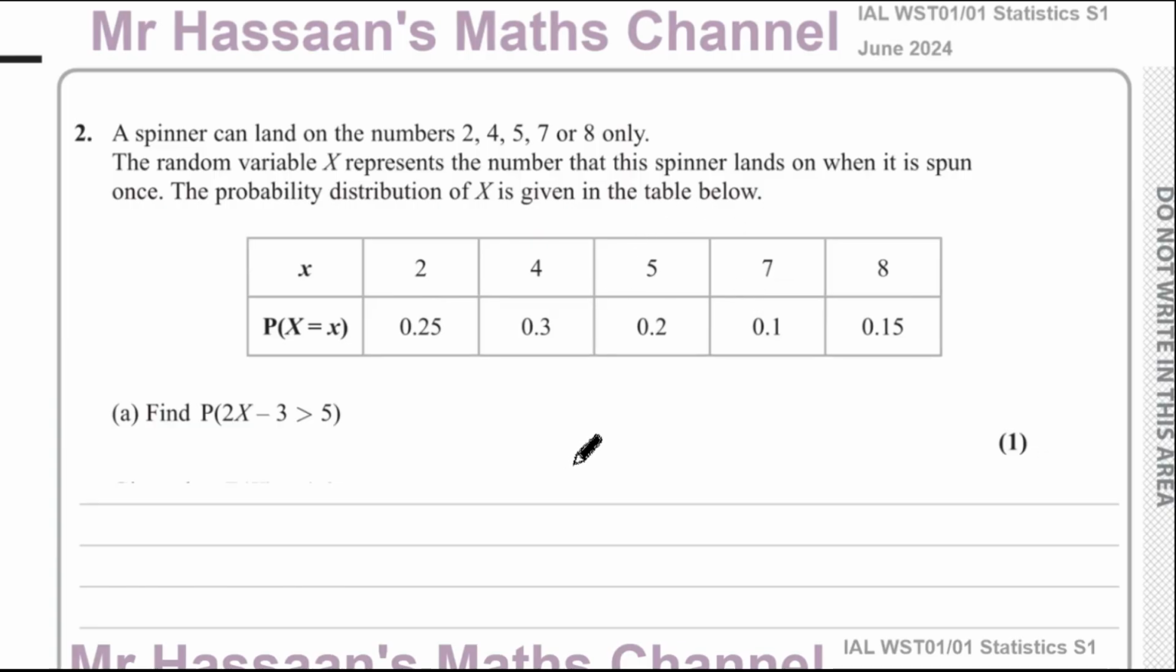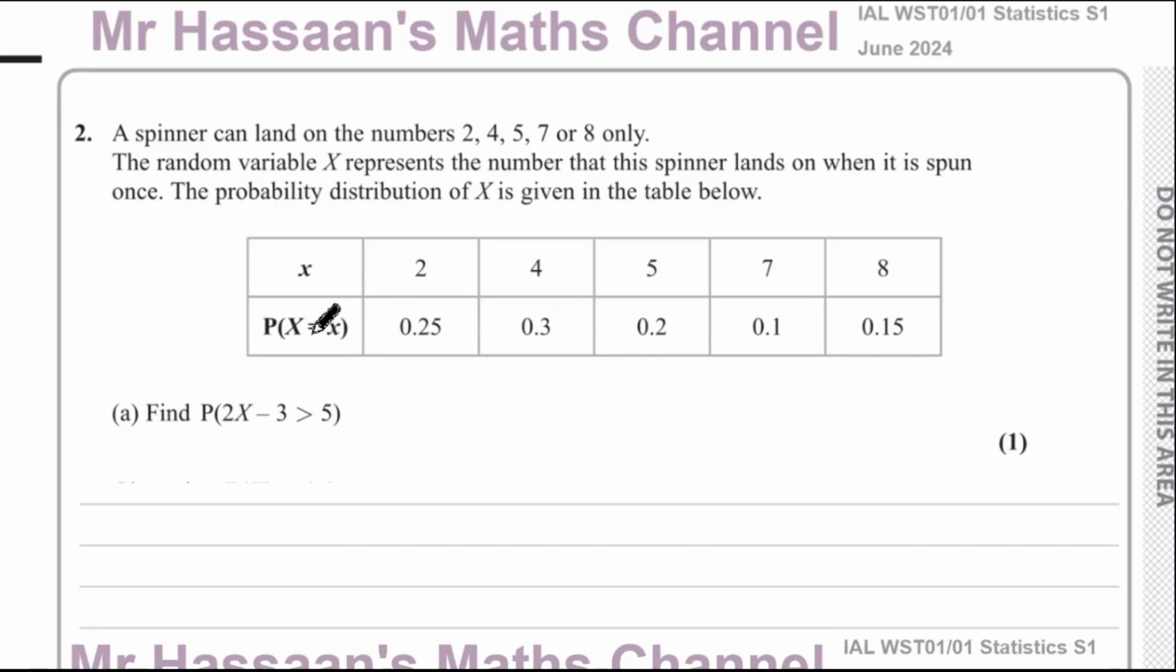And here we have a question about discrete random variables. They told us about a spinner which can land on the numbers 2, 4, 5, 7, or 8 only. The random variable x represents the number that the spinner lands on when it's spun once. So these numbers, 2, 4, 5, 7, 8, represent the random variable, the number on which the spinner can land when it's spun one time.